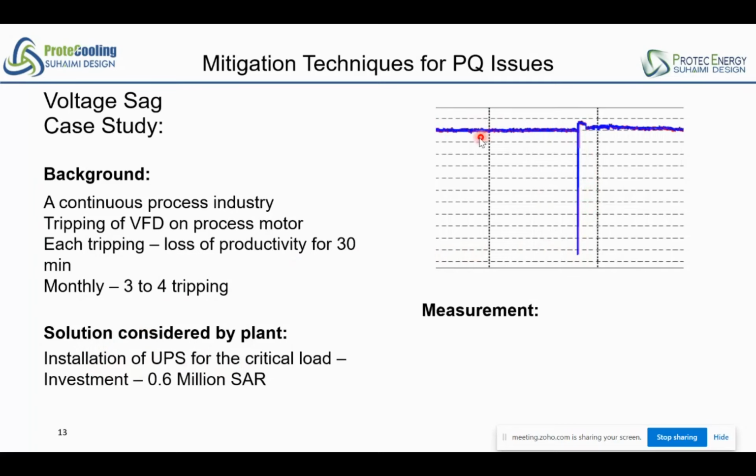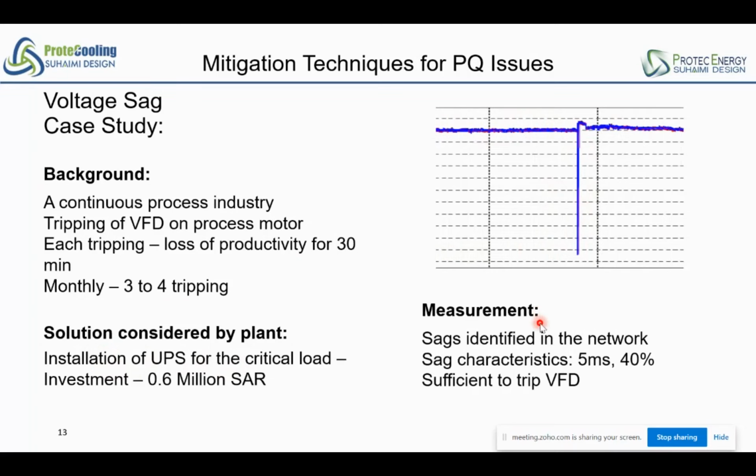There was a constant voltage supply, then a sag event, and then it came back to normal. The sag event duration was about 5 milliseconds, and 40%. So 40% means the voltage was dropping to the 40% level of its rated voltage, and it was sufficient to trip the VFD. Now, there was nothing wrong with the solution, because it would have worked very well with this kind of sags. The UPS would have taken care of these sags. But we suggested that if the plant could give us some time, we could identify a better solution.